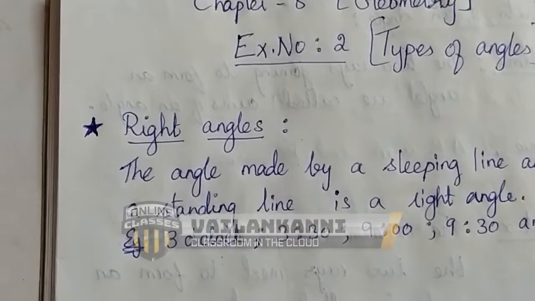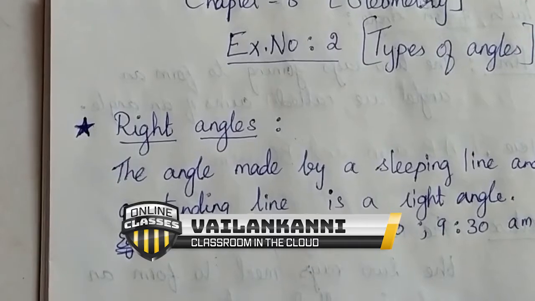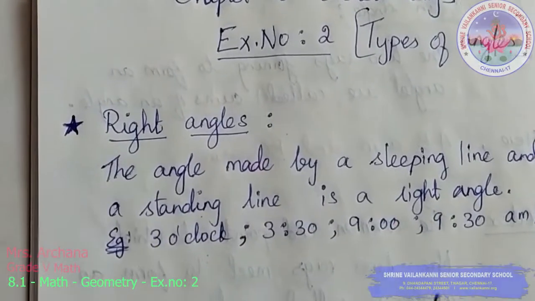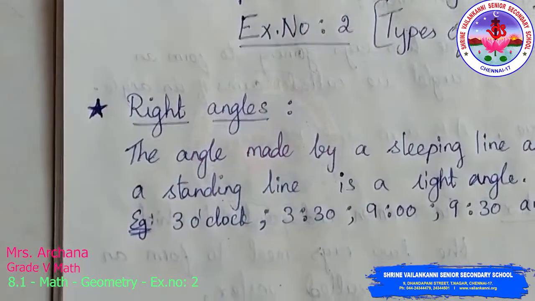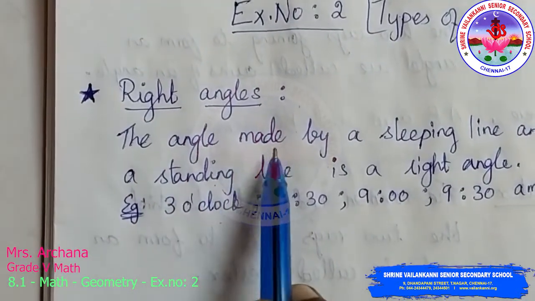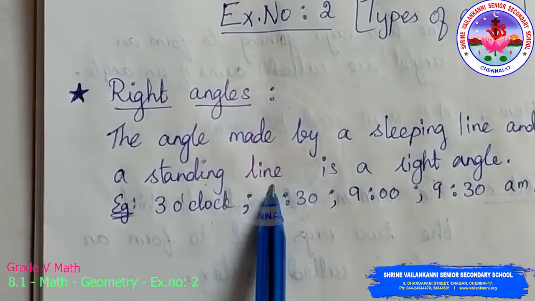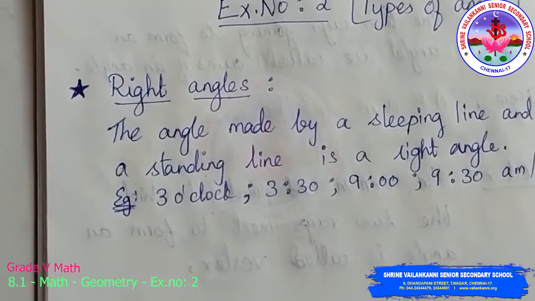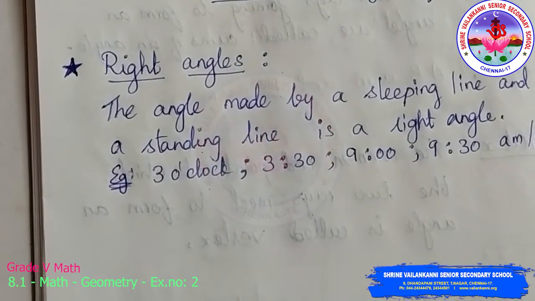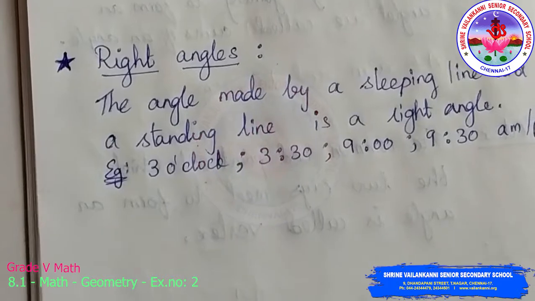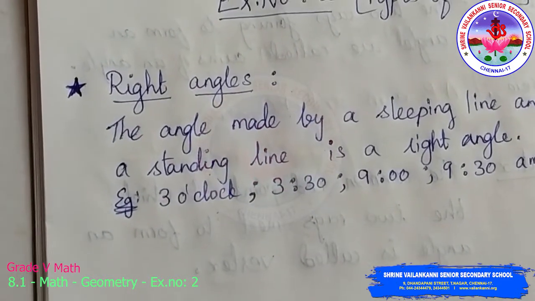Hello children, in this video, exercise 2 from chapter 8, we are going to see the topic types of angles. The first type we are going to see is the right angle. The angle made by a sleeping line and a standing line is a right angle. When the sleeping line and the standing line join together, an angle is formed. That particular angle is said to be the right angle.